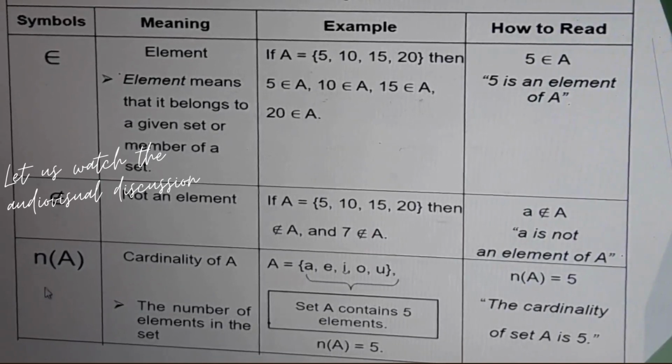Another symbol, n of capital letter A, means that we are talking about the cardinality of set A, the number of elements in the set. Whatever is inside a set, as long as you can count them, we are talking about the cardinality of the given set. For example, set A is composed of the small letters a, e, i, o, u. To identify its cardinality, how many elements do we have? We have 5 elements. So the cardinality of such a set is equal to 5.